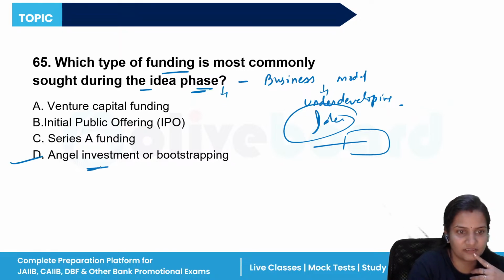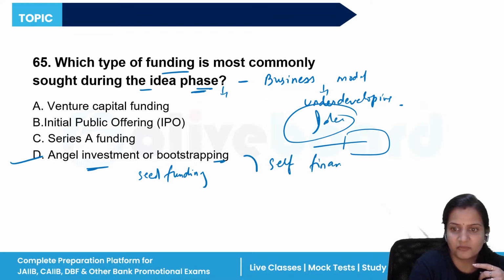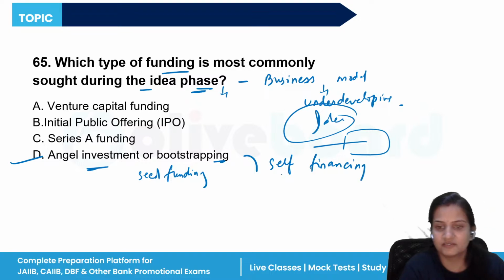That is angel investment. The angel investors provide funds for the seed funding. We have seen that now. Or bootstrapping. Bootstrapping is what? Your self-finance, means your personal savings, because in the initial stage nobody will give you a lot of money. Your personal savings.